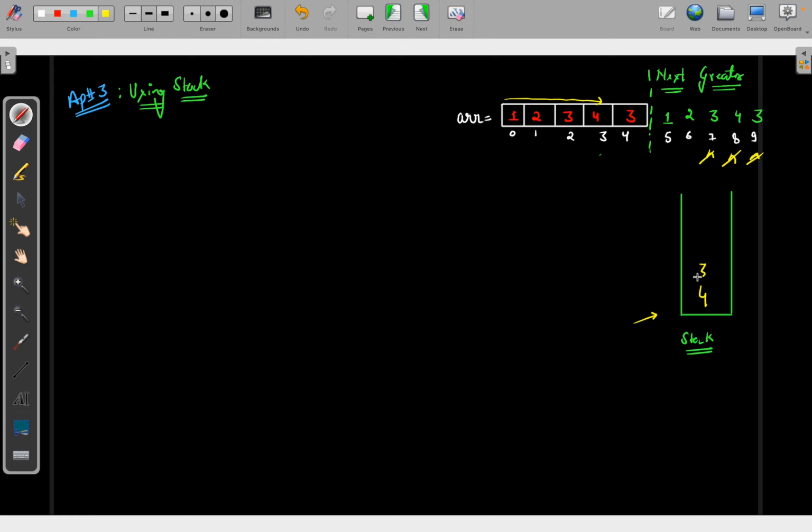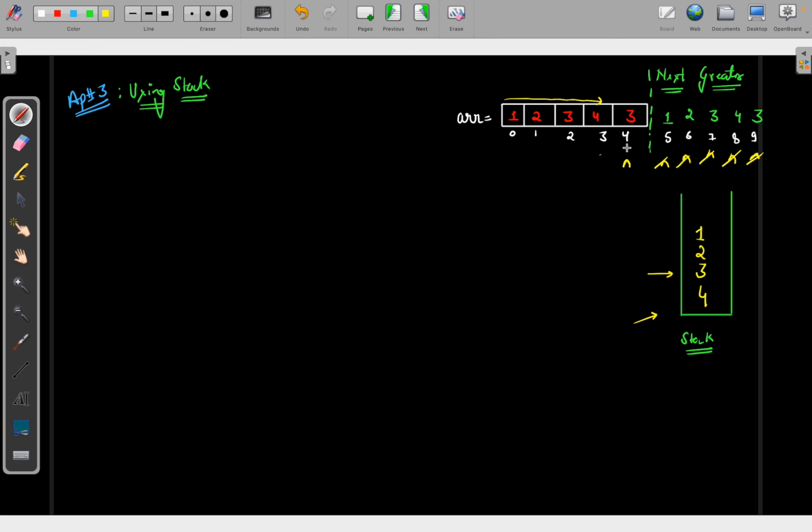Before moving, I will put 3 in my stack. Now for 2, is the topmost element of the stack greater? Yes, it is. So this should be the answer, but we are not doing it. We will simply add 2 and move forward. Similarly, for 1, 2 is greater, so 2 is the answer. We will simply add 1 and move on.